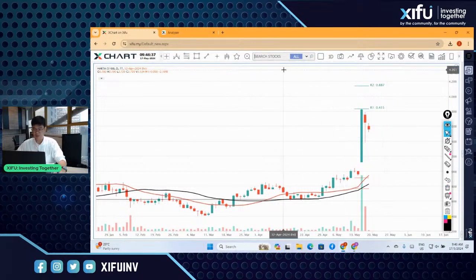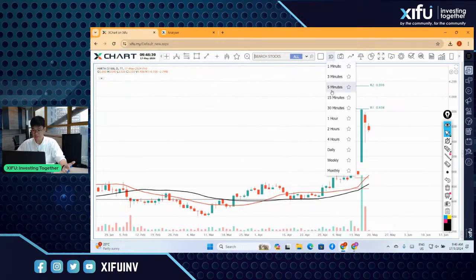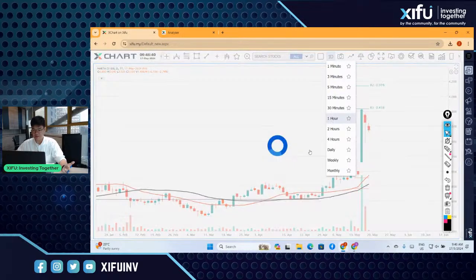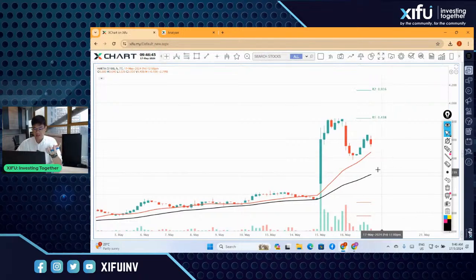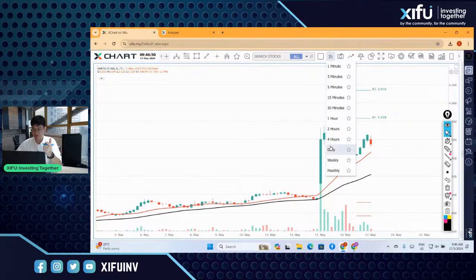Okay, so far for me it is still a bit risky to enter. So let's look into the hourly chart. Okay, I think it is the same pattern, so I no need to look into that. This is kind of similar to what happened to Tokyo as well.